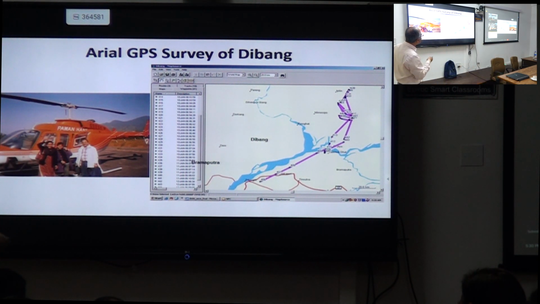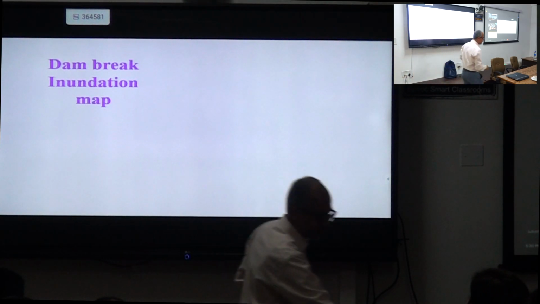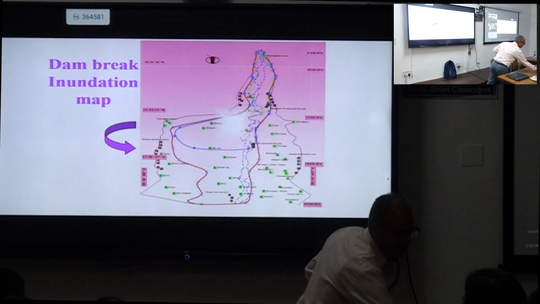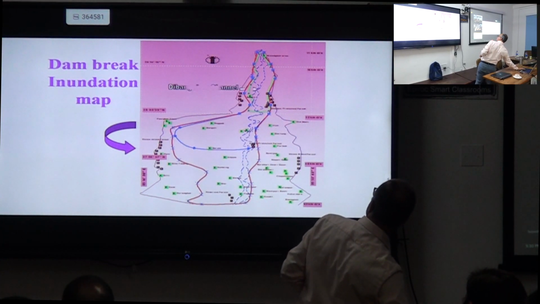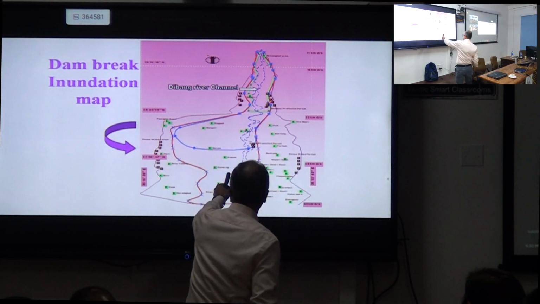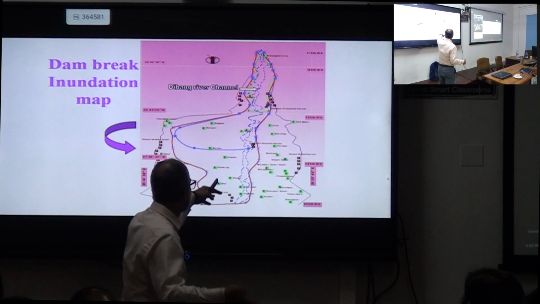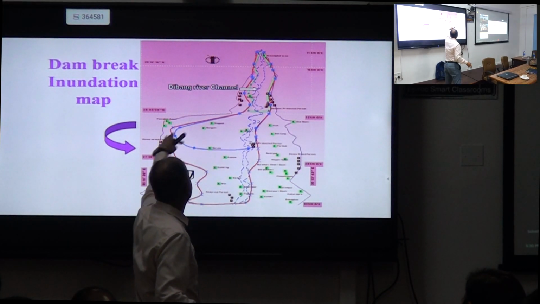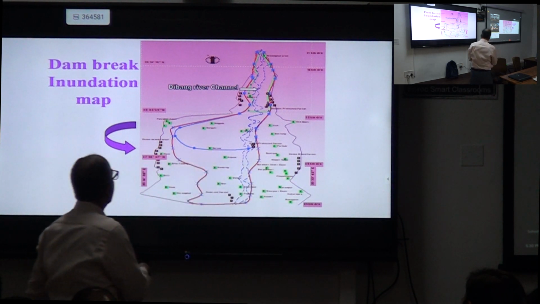So anyway, there we got all the data, and then finally, to show you, not in detail, the dam break inundation map we could prepare. Time is running, but it is. You can see that we have made the model finally, and these are the locations we could record. We made a low height flight, flying, and we could locate which area will be submerged.